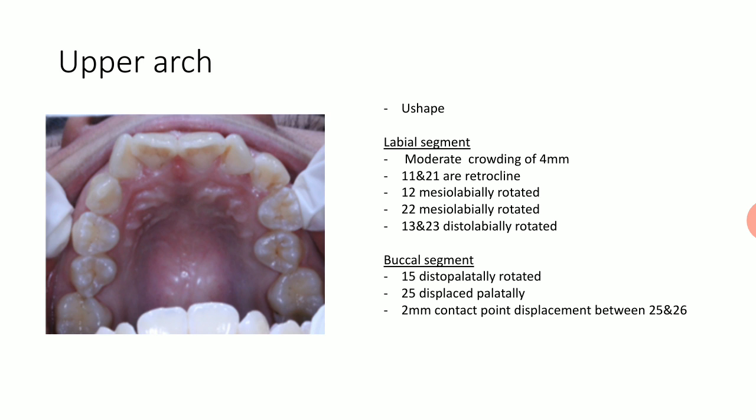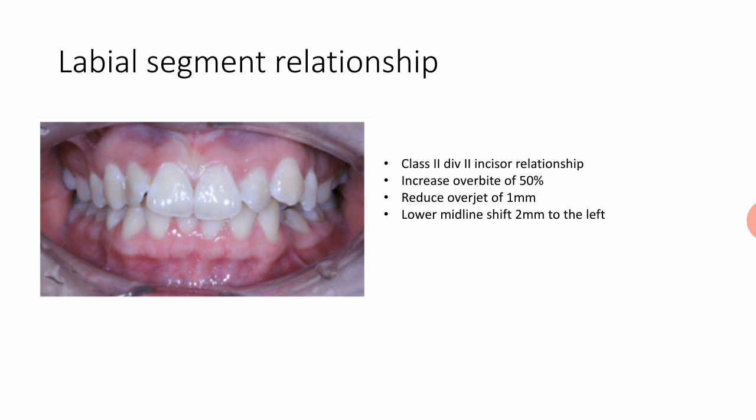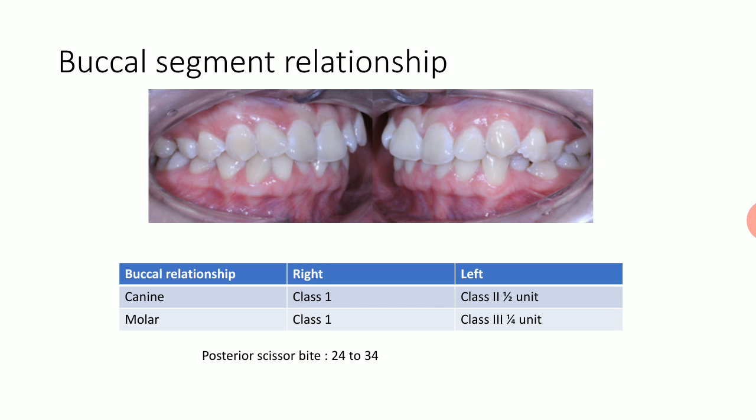For the buccal segment, 1-5 is distopalatally rotated. 2-5 is displaced palatally. And there is 2 mm contact point displacement between 2-5 and 2-6. For labial segment relationship, patient has class 2 division 2 incisor relationship with increased overbite of 50% and reduced overjet of 1 mm and lower midline shift 2 mm to the left.